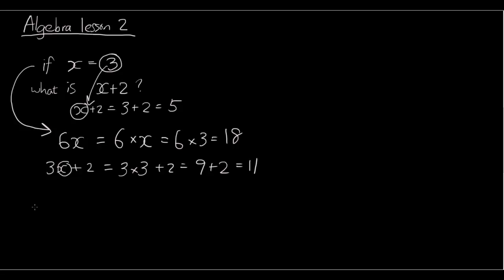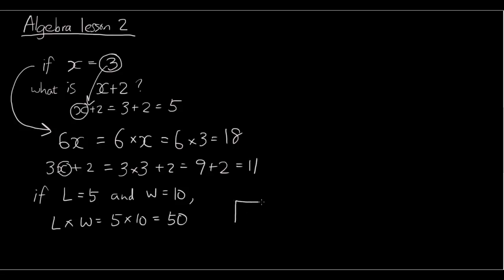Now let's try substituting two variables into an equation. If L equals 5 and W equals 10, L times W equals 5 times 10 equals 50. And so you might say, what is the point of using letters? Well, L times W, length times width, is actually the area of a rectangle.